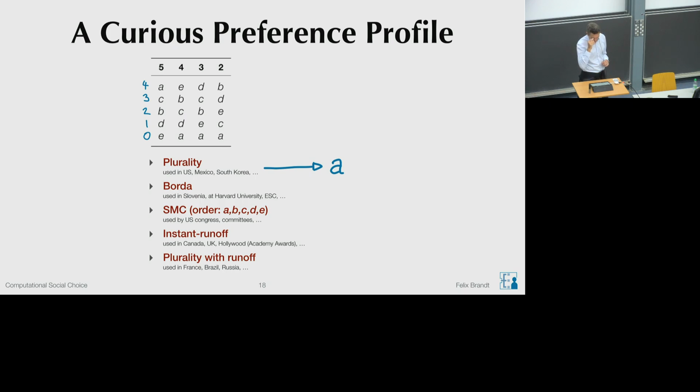Maybe just to give you the basic idea, another example would be plurality. That's also a scoring method. The scoring vector, which we have on the left-hand side here, would be 1, 0, 0, 0, 0. That's also a scoring method.